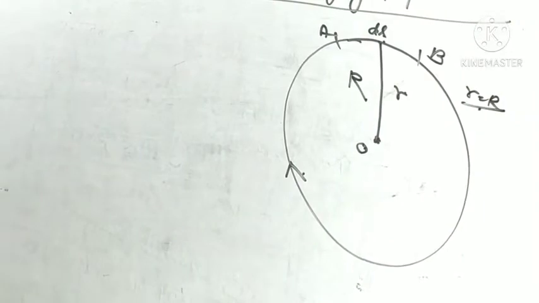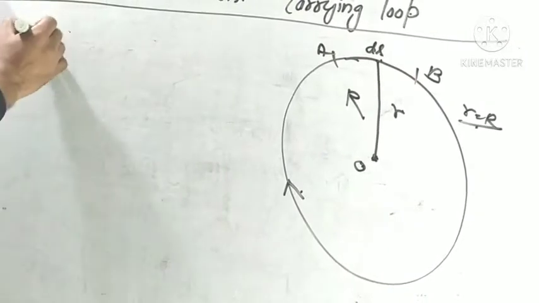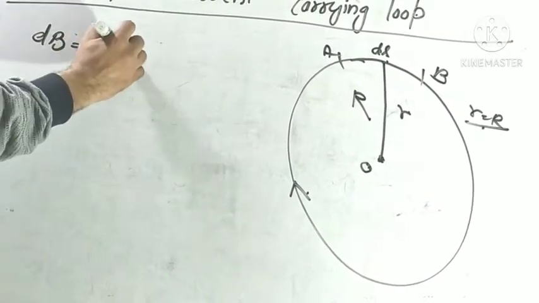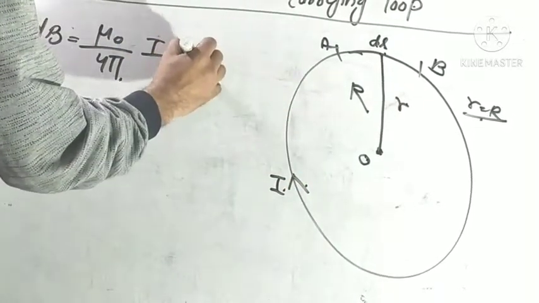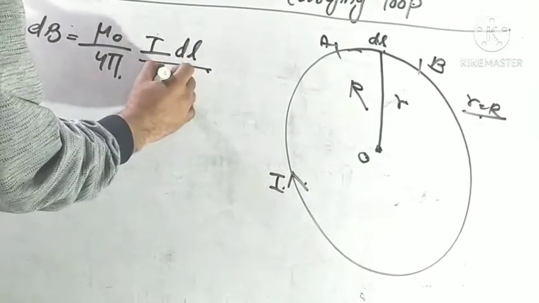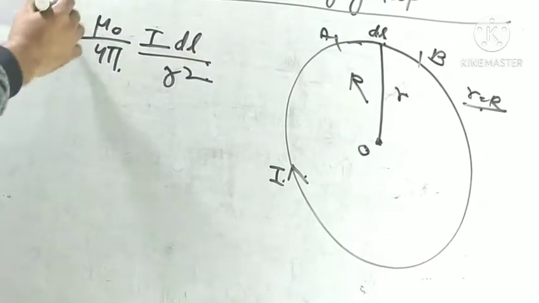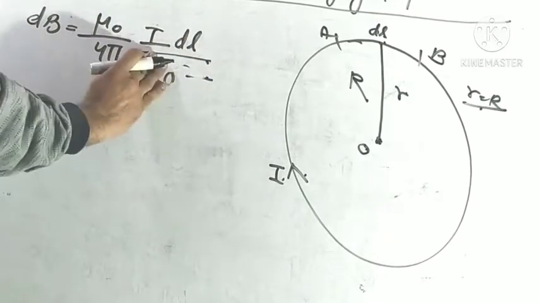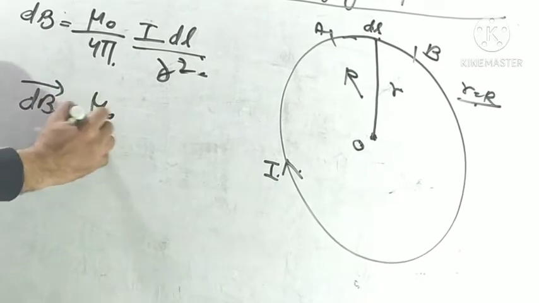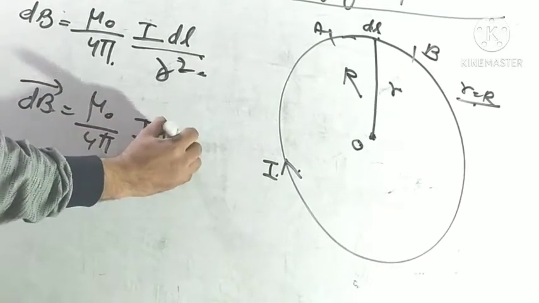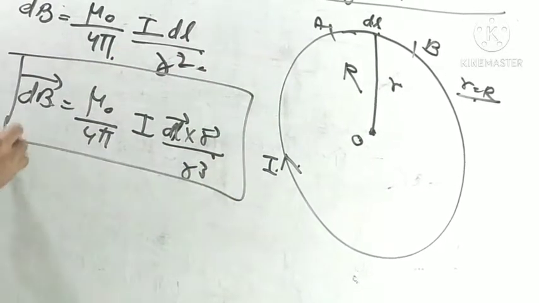As per Biot-Savart's law, the magnetic field at point O due to the small element is dB is equal to mu naught upon 4 pi I dl upon r square. This is not in vector form, so we can also write it in vector form: mu naught upon 4 pi I dl cross r upon r cube. This is in vector form.